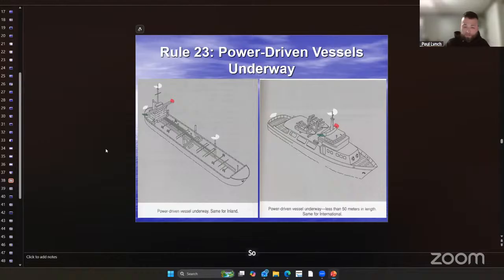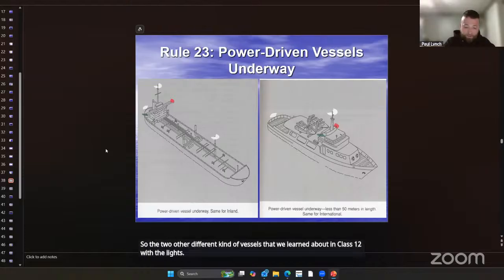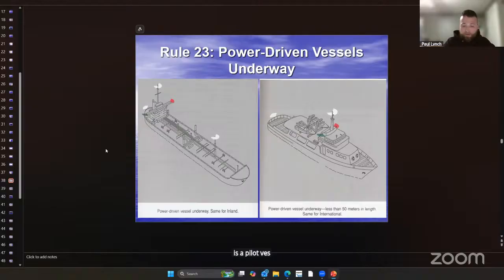So just to go over an anchored vessel, if they're less than 50 meters in length, they only need one anchor light. Greater than 50 meters in length, then they need two anchor lights. So the two other different kinds of vessels that we learned about in class 12 with the lights are a pilot vessel and a vessel aground.